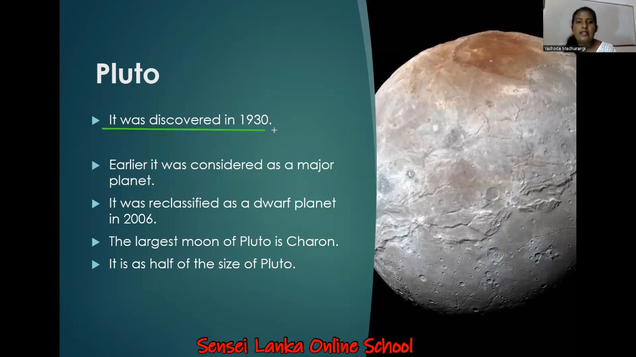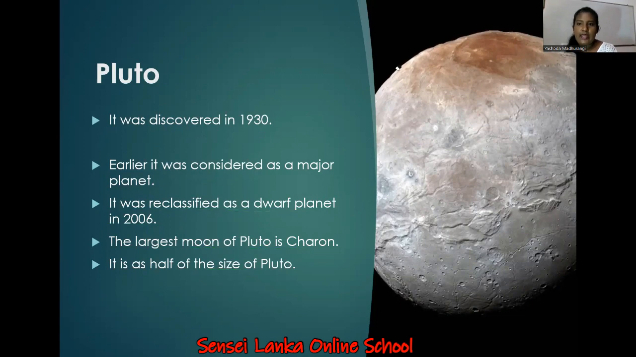It was discovered in 1930. Earlier, it was considered as a major planet. It was reclassified as a dwarf planet in 2006. The largest moon of Pluto is Charon. It is about half of the size of Pluto. So now do you understand this information about Pluto? I hope you understand it clearly.